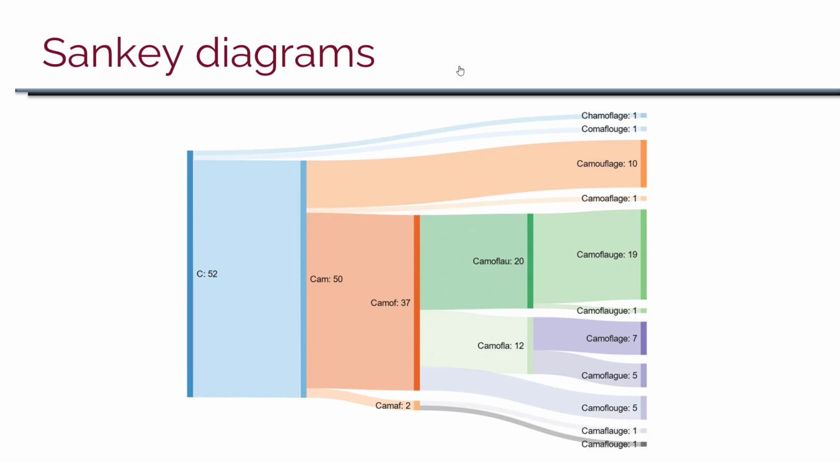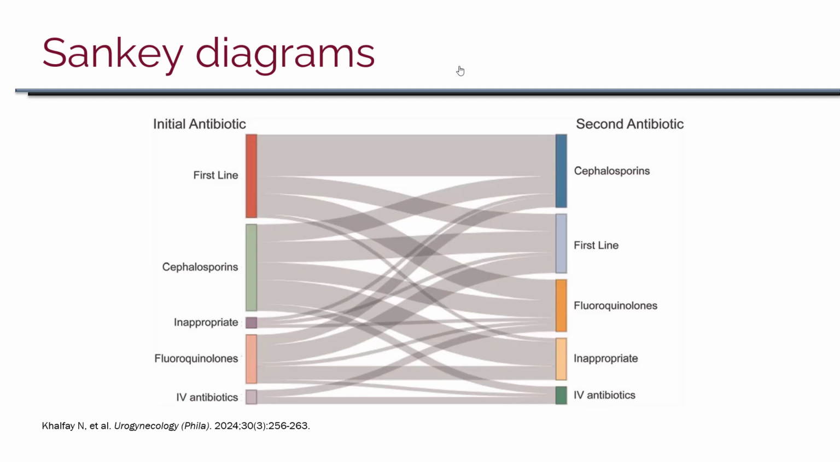So let's say if you started with 52, and you can kind of show the flow. So here's an example. Let's say you did a research of the people who had first-line antibiotics. How many of them ended up later switching to cephalosporin first line? It shows you the flow. Unfortunately, to my knowledge, Excel cannot make this yet.